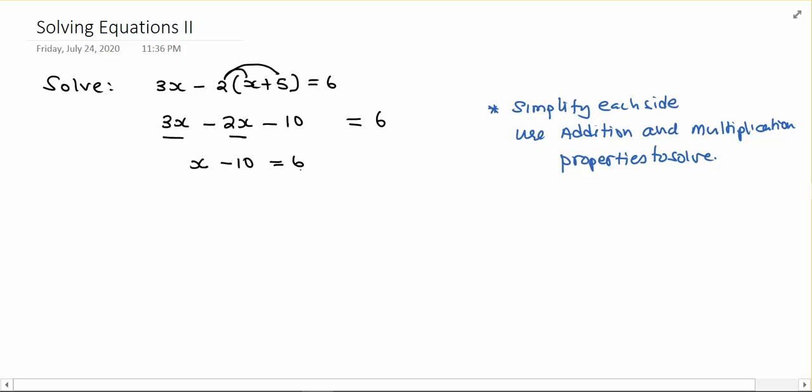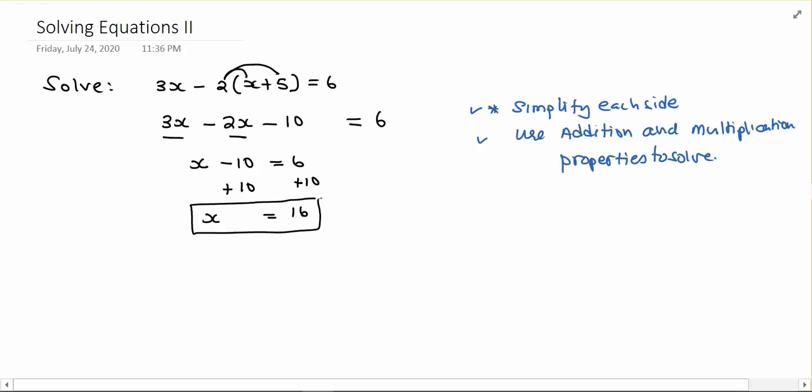Now the simplification stage is done. Next up is the use of the properties to solve this equation. In this problem, all we have to do is use the addition property. So I'm going to add 10 to the left and add 10 to the right, and then get myself x equals 16. There is my answer.